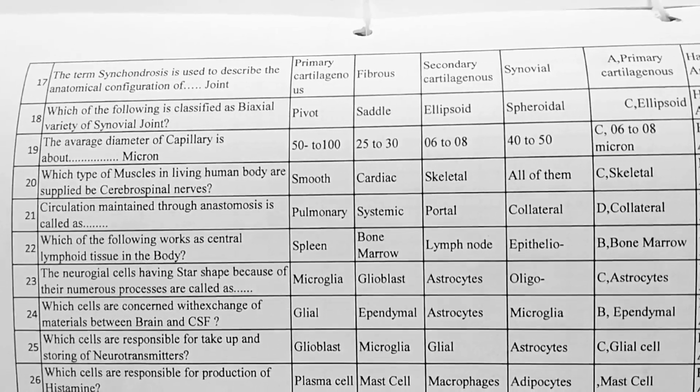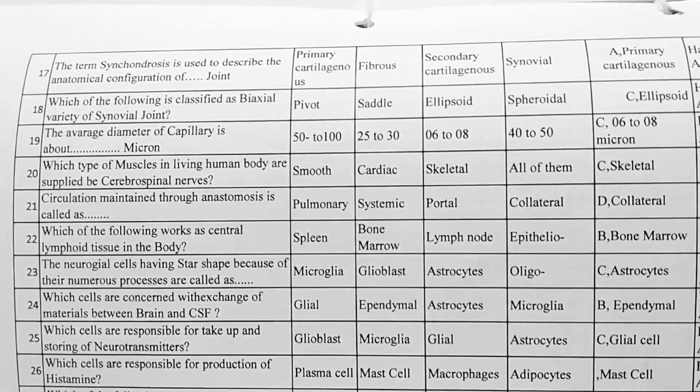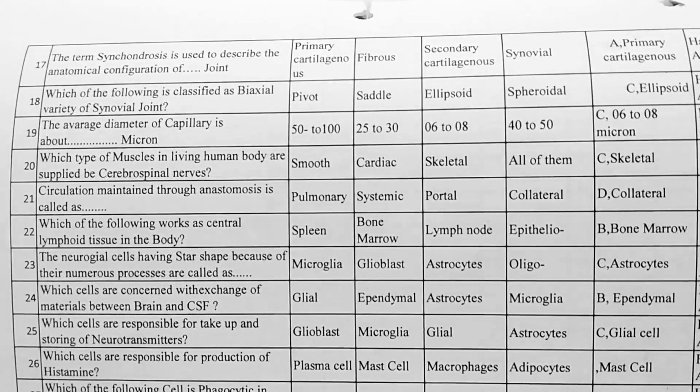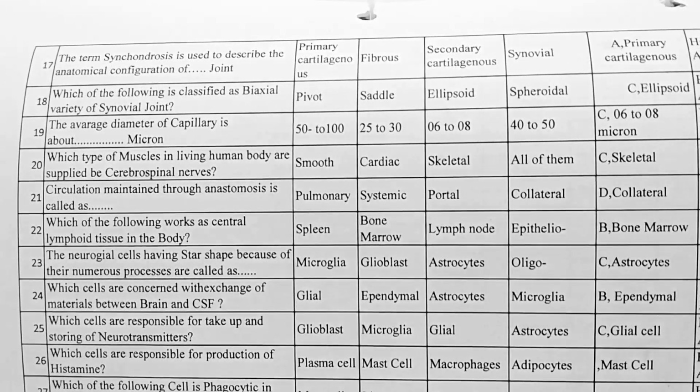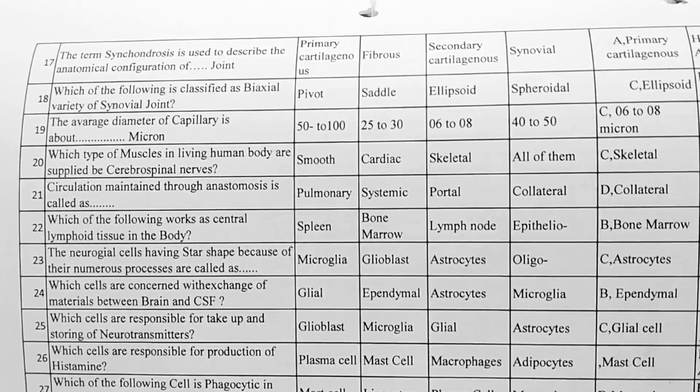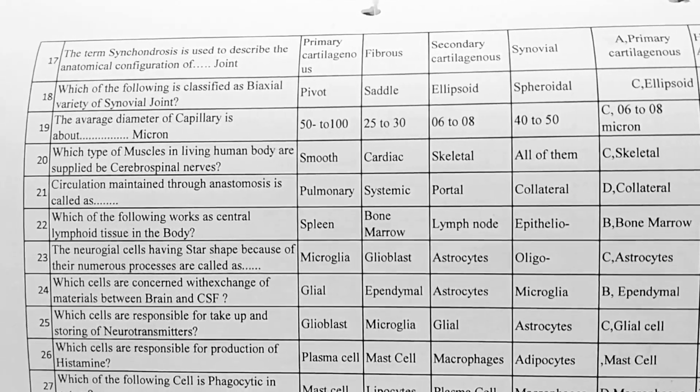Next, which of the following is classified as a biaxial variety of synovial joint? Options: pivot, saddle, ellipsoid, spheroidal. Option C is correct, ellipsoid.